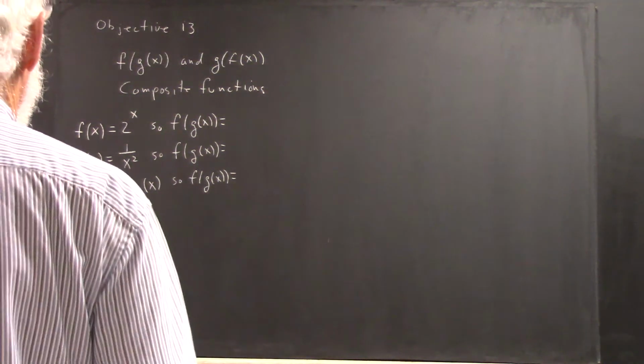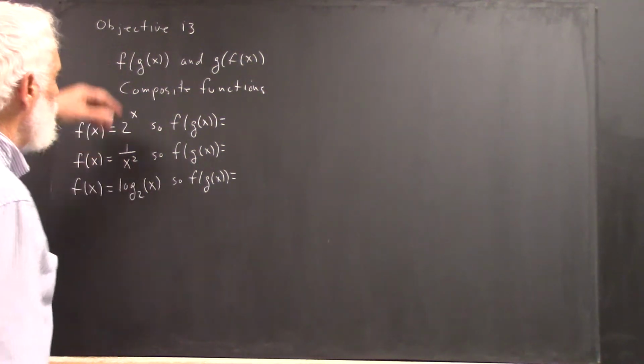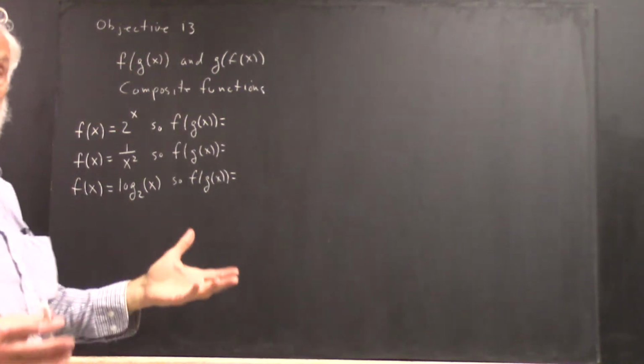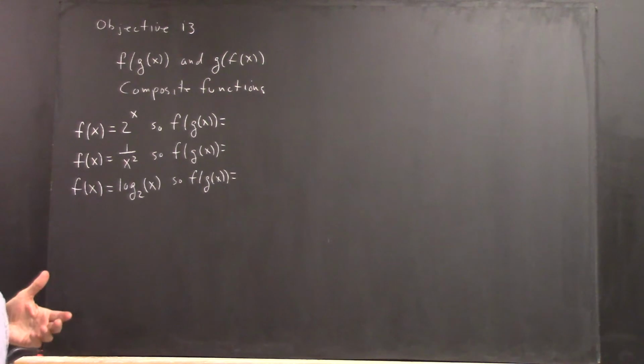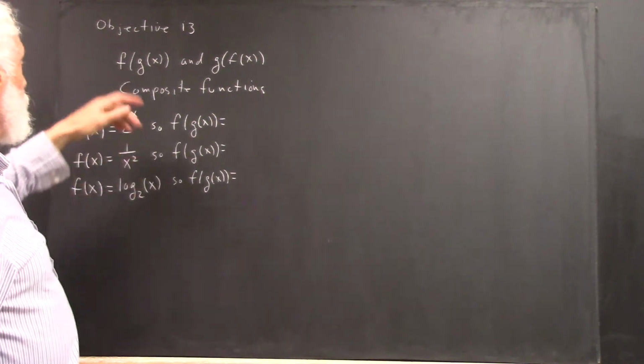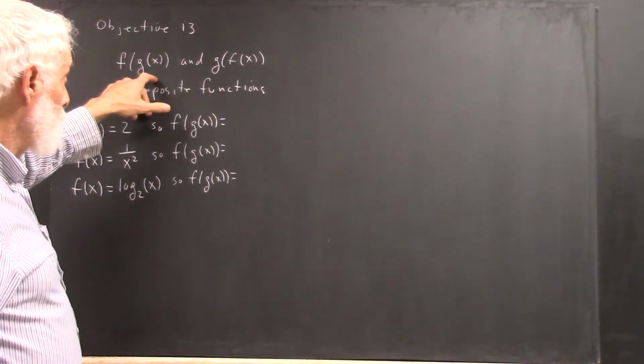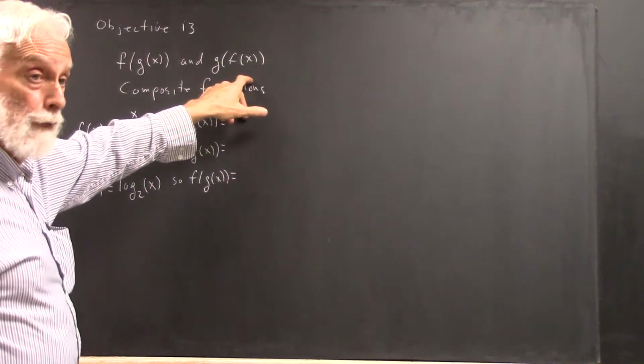Okay, objective 13 asks you to form composite functions. It's actually very easy to do this. We've done a lot of the preliminaries. If you've got a function f of x and a function g of x, you can form f of g of x or g of f of x.